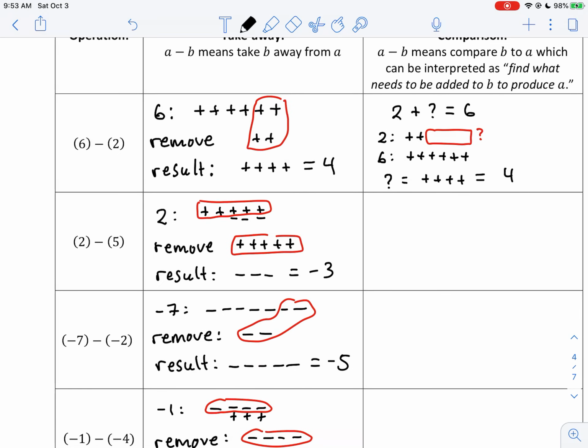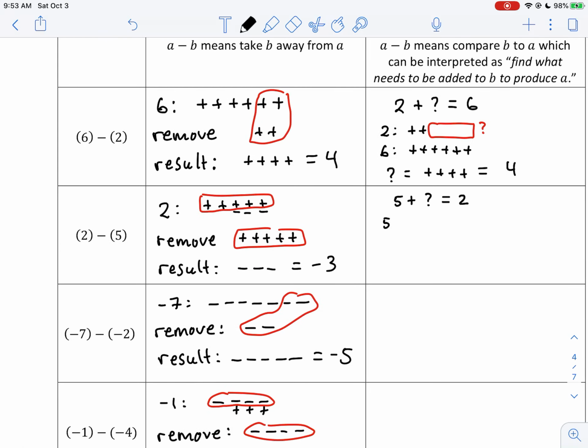Okay, let's do 2 minus 5, same approach. When you see 2 minus 5, you're really trying to say, okay, well, 5 needs to be added to what to make 2? All right, let's put them side by side. 5 needs to be added to what to make 2? Okay, so we have the representation for 5, plus, plus, plus, plus, plus, and a representation for 2 is just plus, plus. And you say, okay, what needs to be added to 5 to make 2?